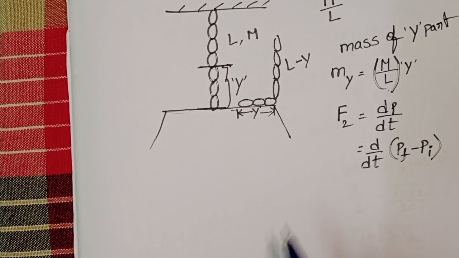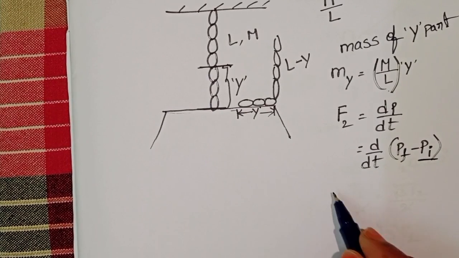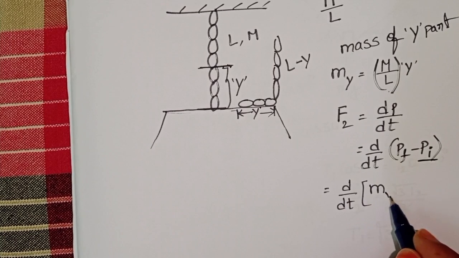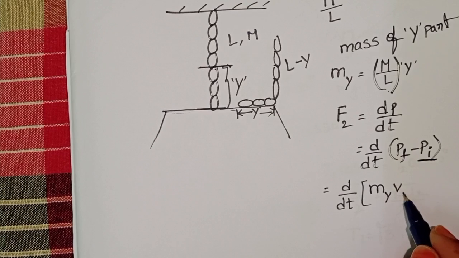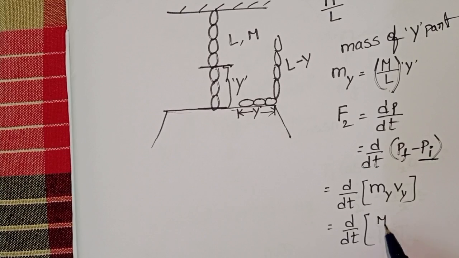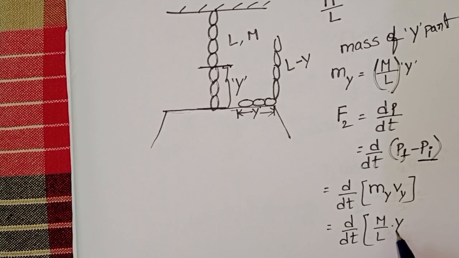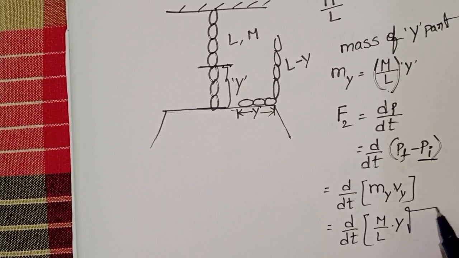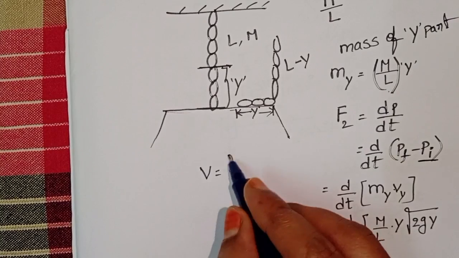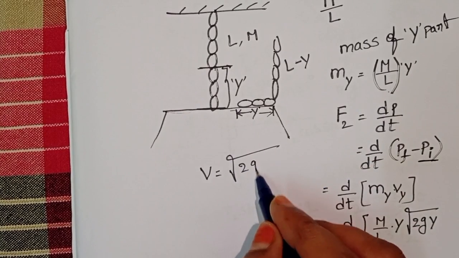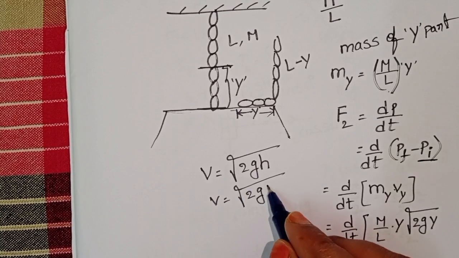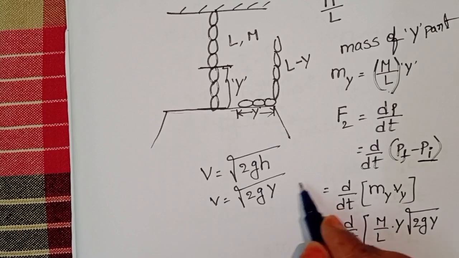Initially, the chain is at rest, so initial momentum is equal to 0. d by dt of final momentum, mass of Y part into final velocity. Here we know the mass of the chain is mass per unit length into Y, and V_Y is equal to square root of 2gy. We know the final velocity of a freely falling body released from height h is v equals square root of 2gh. Here the height is nothing but the length of that part, that is y, so v equals square root of 2gy.